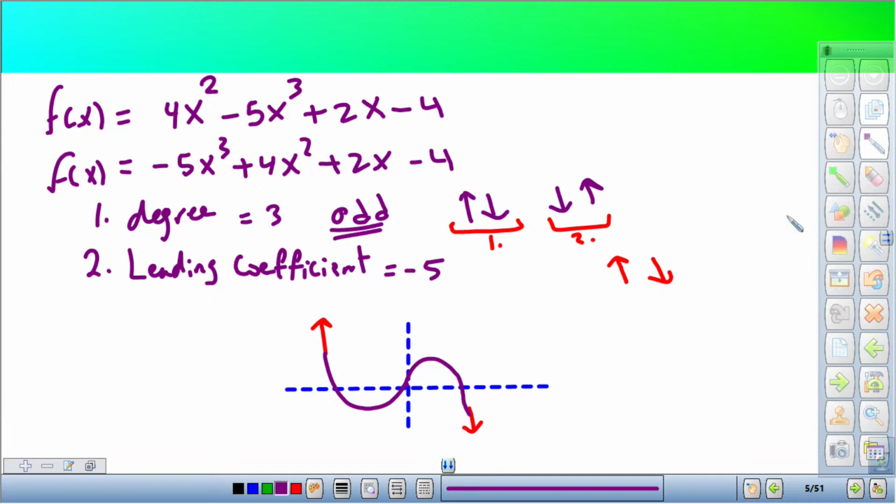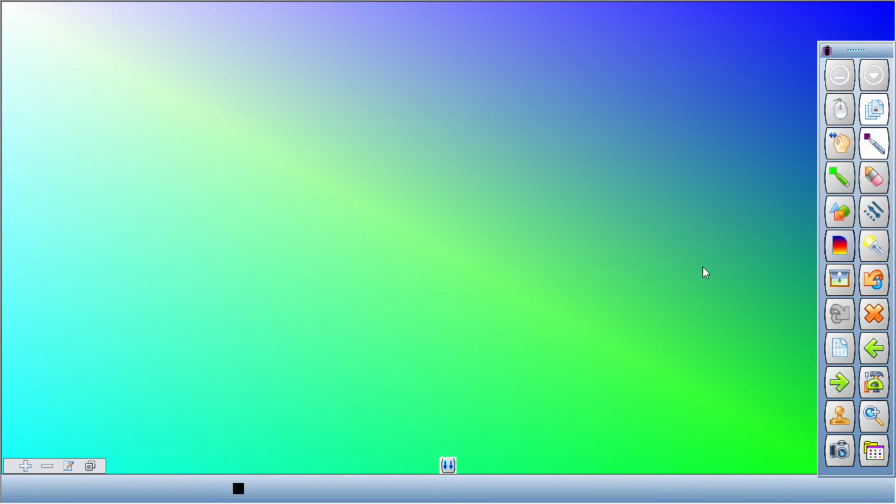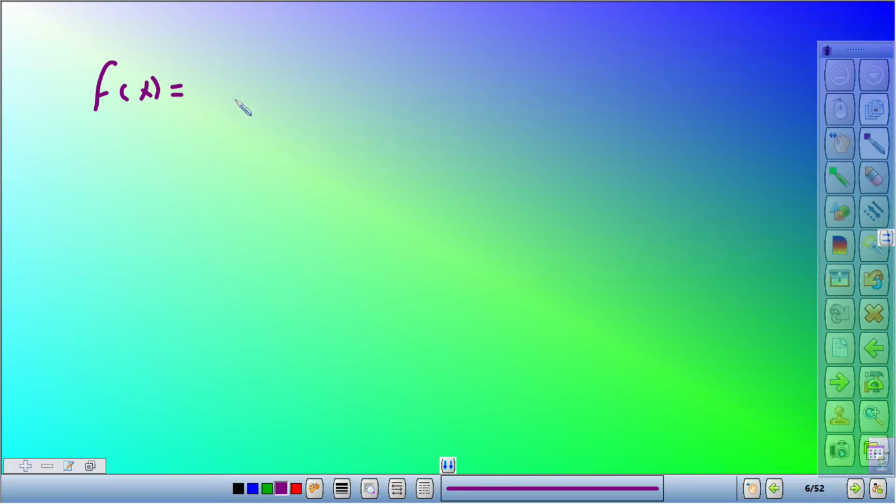Another idea also in 3.1 would be the following. Let's say I have f of x equals x to the 4th plus 2x cubed minus 13x squared minus 14x plus 24. That's way too long. Okay, and we're trying to find some answers here.